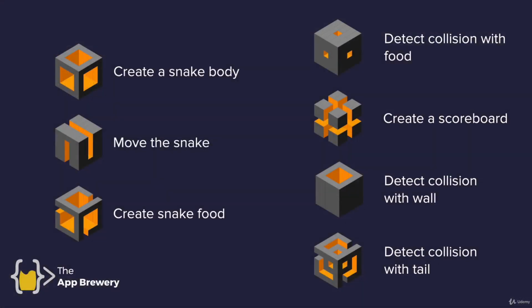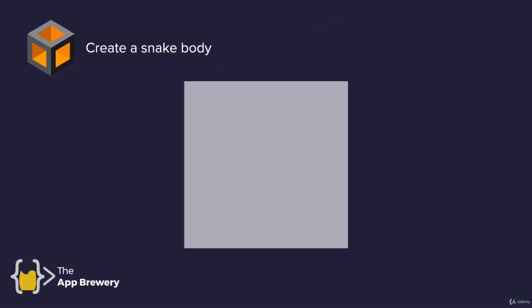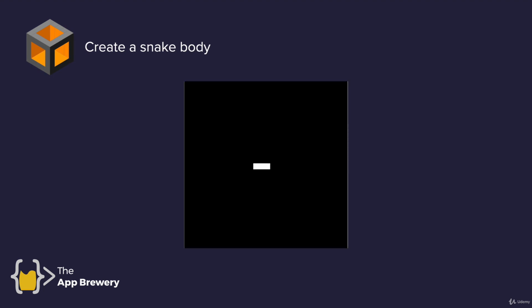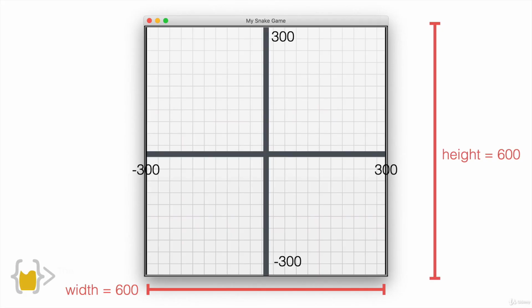Now that we've set up our screen, we're ready to tackle the first of our 7 steps, which is to create a snake body. And we're going to create 3 squares, which are each going to be turtles, and they're going to be lined up next to each other along the horizontal axis. So let's think about this. When we create a new turtle, it has a dimension of 20 pixels wide by 20 pixels tall.